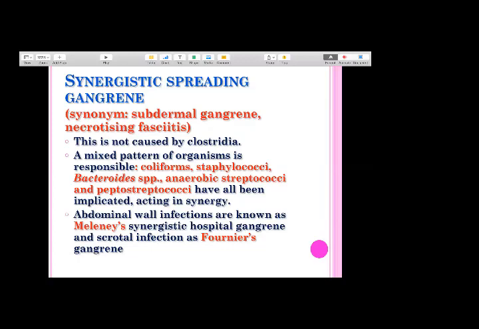Abdominal wall infections are known as Meleney's synergistic gangrene, and scrotal infections are known as Fournier's gangrene. These are just terms, basically, according to the site that they involve. An abdominal wall infection can be known as Meleney's synergistic gangrene, or if it involves the scrotum, it's known as Fournier's gangrene.